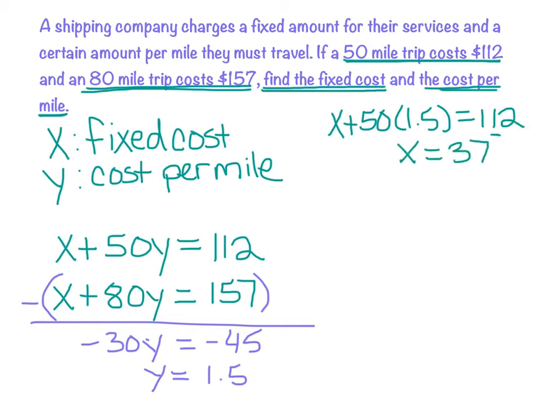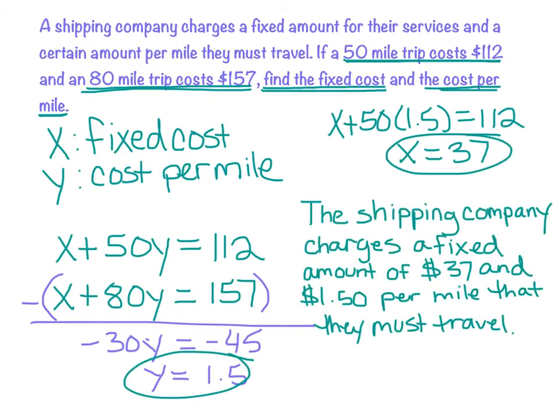So we know x and y. We need to answer the question with a complete sentence. So I said the shipping company charges a fixed amount of $37 and $1.50 per mile that they must travel.